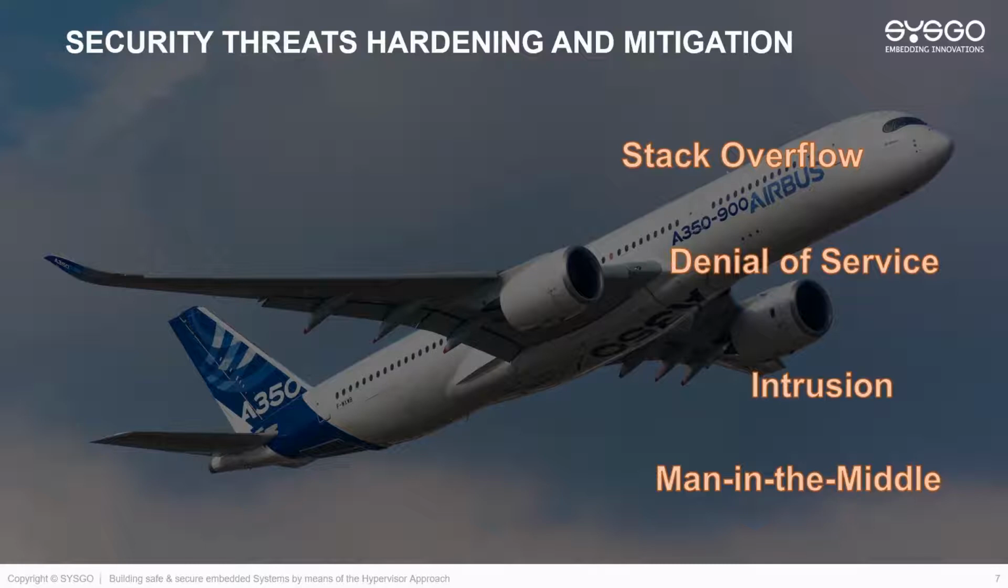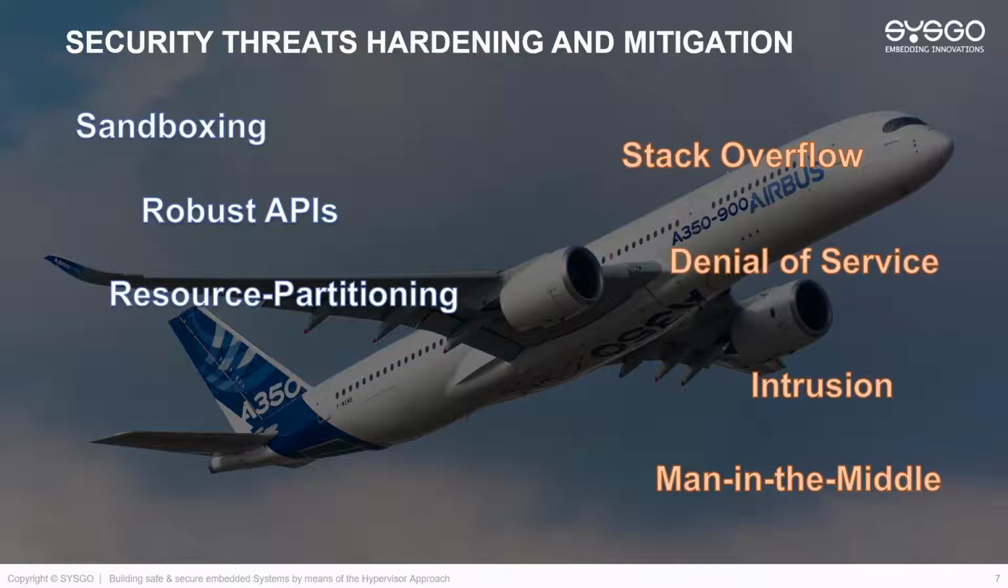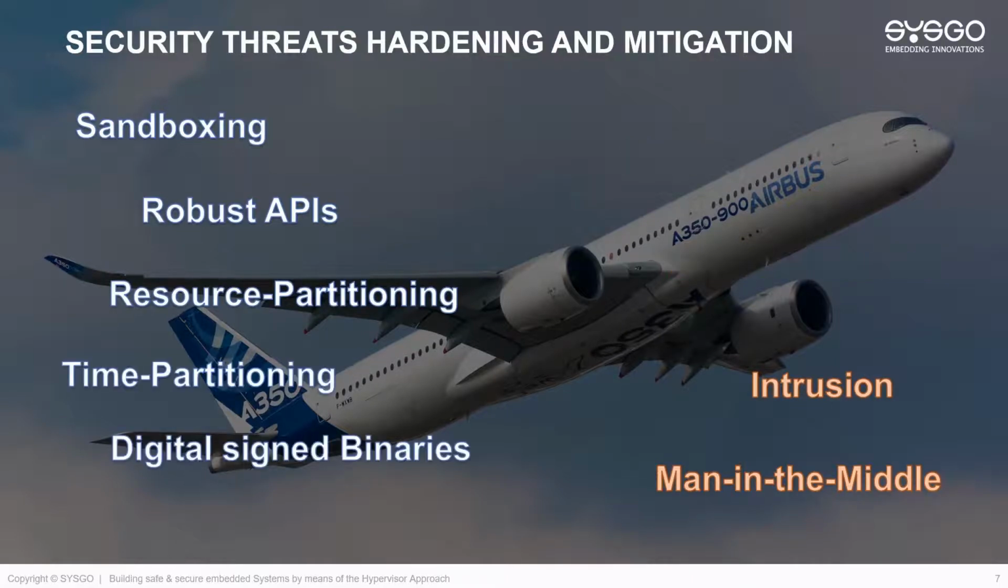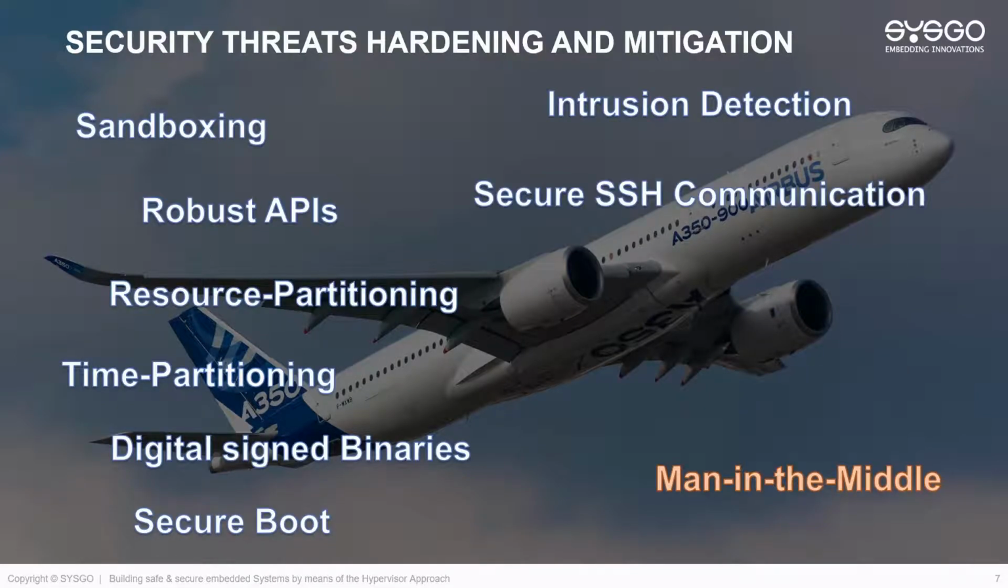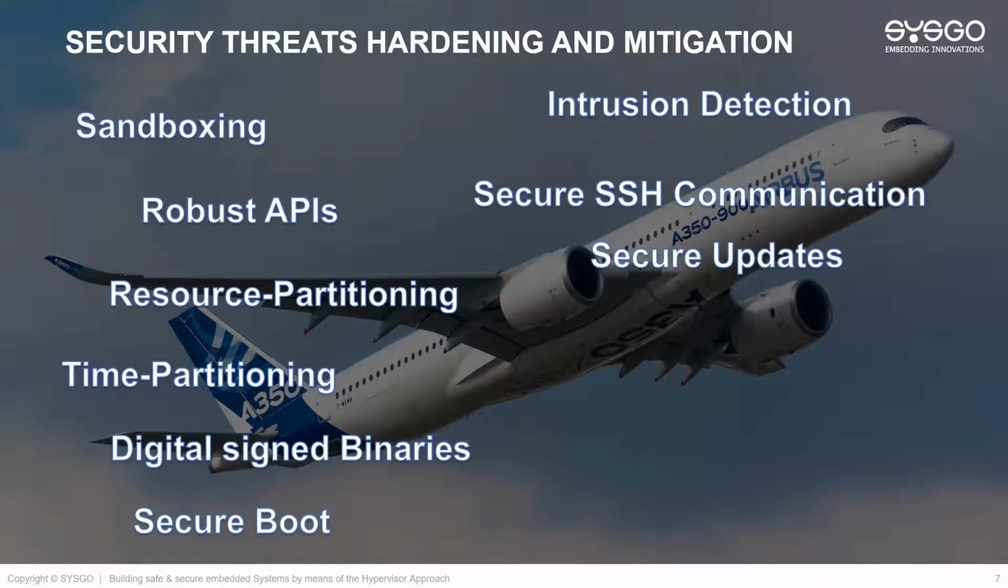There are several countermeasures, for example, sandboxing, the usage of robust APIs, resource partitioning. For the countermeasures against intrusions, you can use digitally signed binaries and use a secure boot chain. Other services you can implement are intrusion detection. For communication, you can use SSH or TLS. One other thing is secure updates, or even secure updates over the air, which is of more interest in the automotive market, of course.